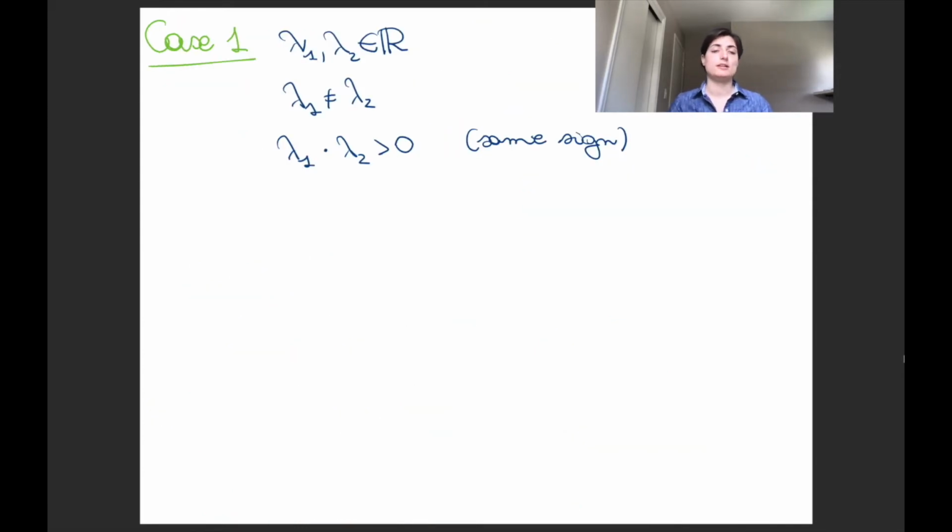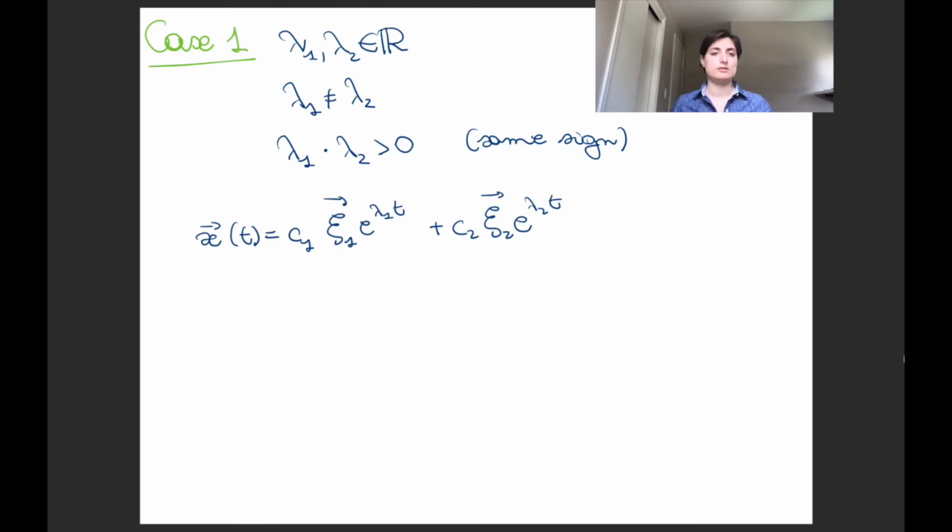So the first case is we have two real eigenvalues. They're different, and their product is positive. If the product is positive, it means that they have the same sign. I'm not specifying the sign yet. It can be the case in which you are talking about positive sign or negative sign. I don't care yet about it.